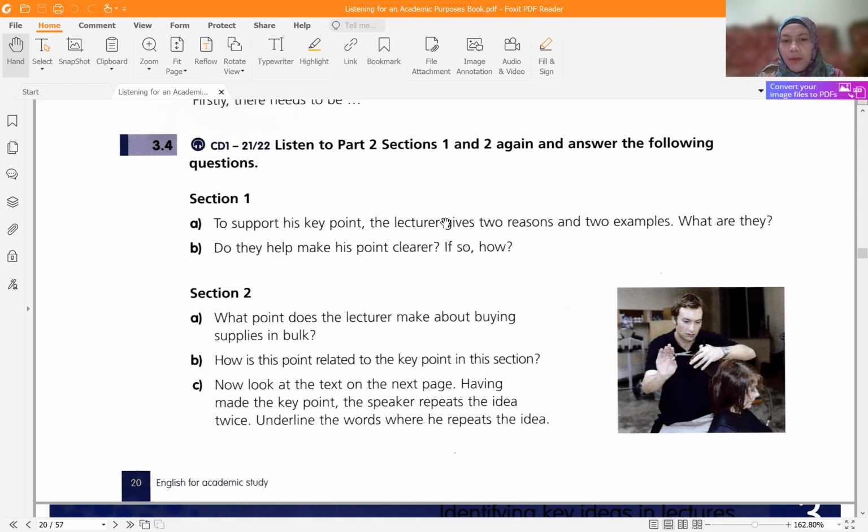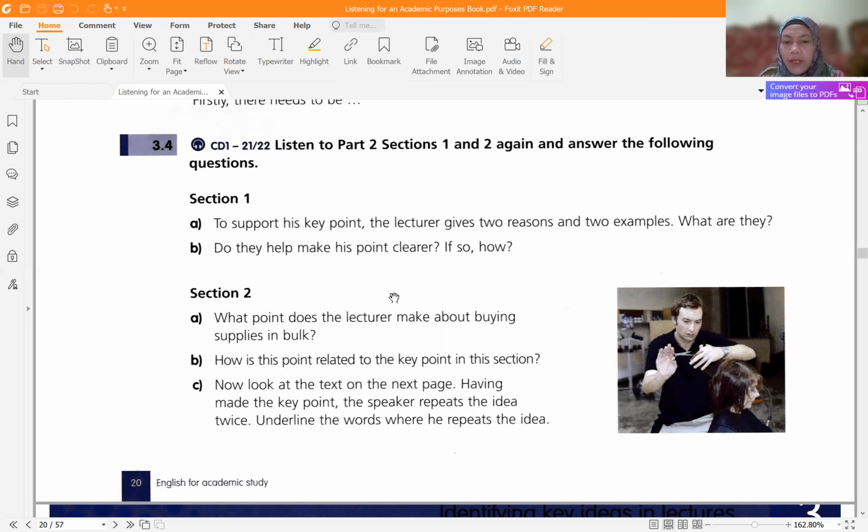To support his key point, the lecturer gives 2 reasons and 2 examples, and what are they? And then do they help make his point clearer? Apakah these 2 reasons and these 2 examples make the key point clearer? If so, how? Kalau iya, bagaimana? And then section 2, what points does the lecturer make about buying supplies in bulk?